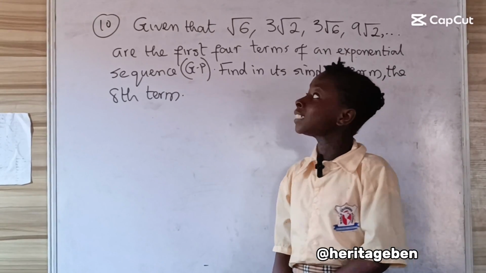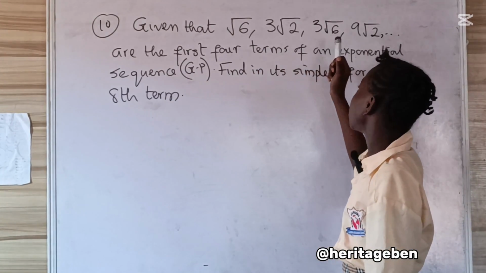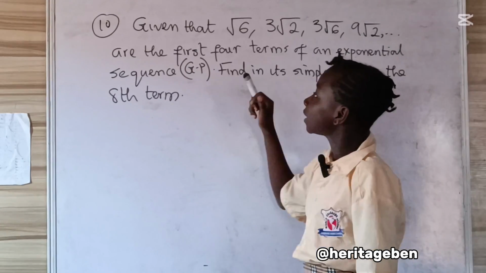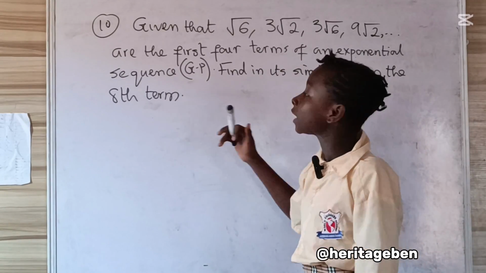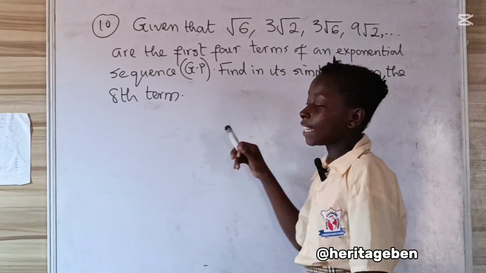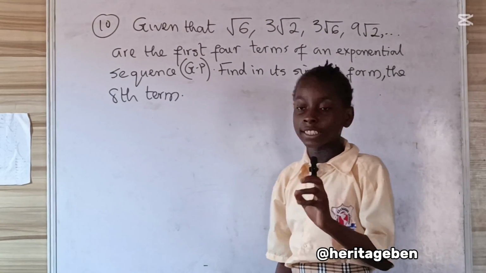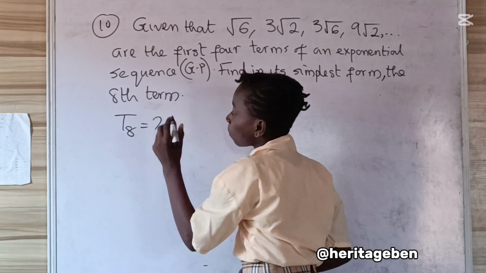So let's consider this question. We are given that root 6, 3 root 2, 3 root 6, 9 root 2 are the first four terms of an exponential sequence, which is the same thing as a GP. We are asked to find, in its simplest form, the 8th term. Now we are asked to find T8. T8 is equal to question mark.